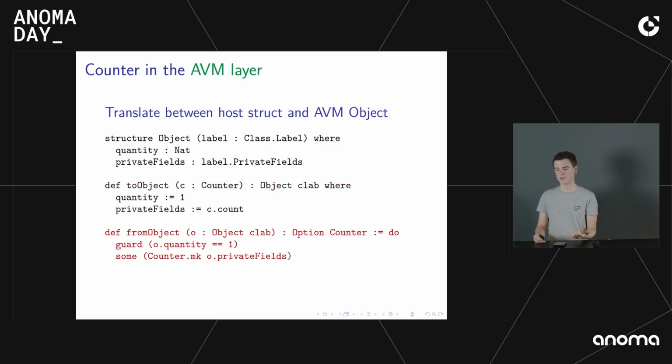And then in the other direction, we simply check that the quantity is 1, and we create a new counter with the count set to the contents of the object's private fields. And that's basically all that we need to do.